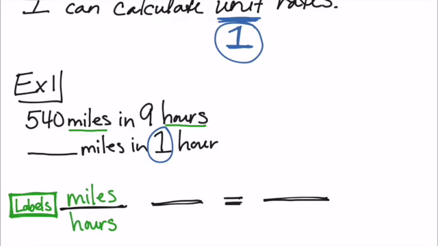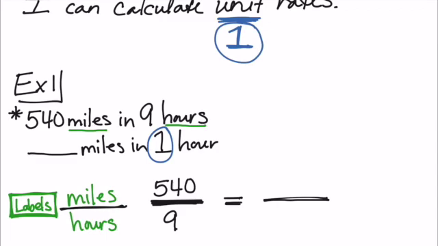The second line or ratio bar in the problem is for the information they tell us, which is the 540 miles and the 9 hours. So next to miles, we're going to write the 540, and next to the hours, we're going to write the 9.